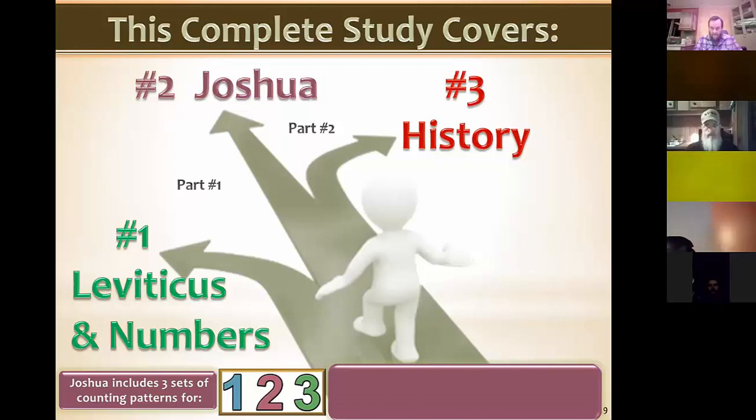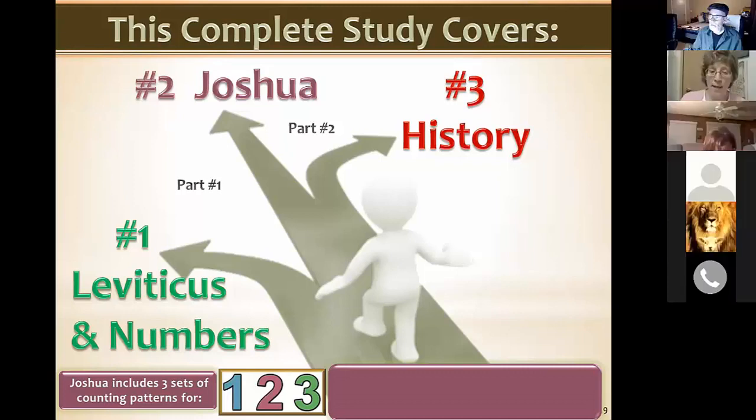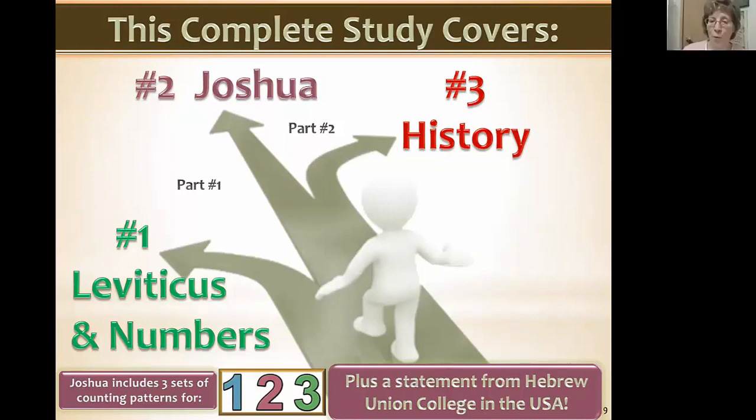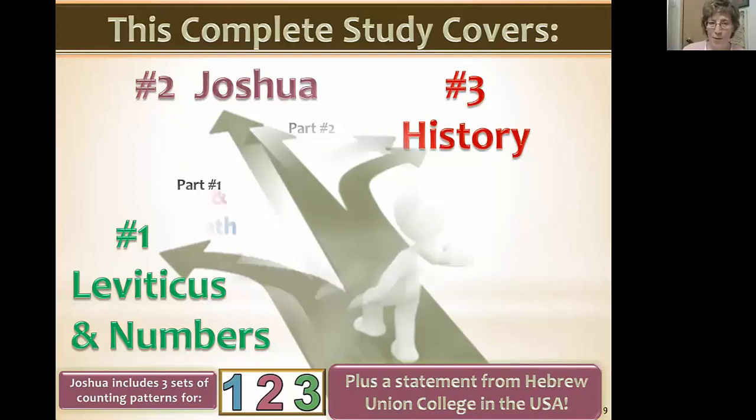And we also see that Joshua is going to have 3 sets of counting patterns for 1, 2, 3. And I just hope that you really enjoy this part. And then, of course, that statement from the Hebrew Union College in the United States is going to be very interesting, a really good support for where wave sheaf is really supposed to be, according to the scriptures.